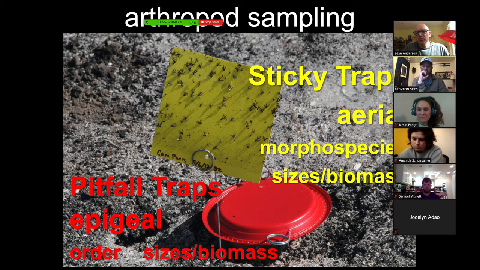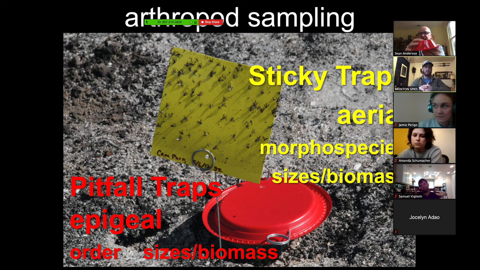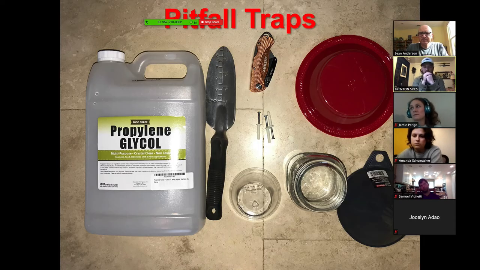And you can use these fancy hoops or whatever, but again, you guys will be creative. You could use whatever you want, a wire coat hanger, a screw or a nail or whatever, just to make sure that covering doesn't fall down and seal off the trap from others. Okay, so this is what you guys need for your pitfall traps.